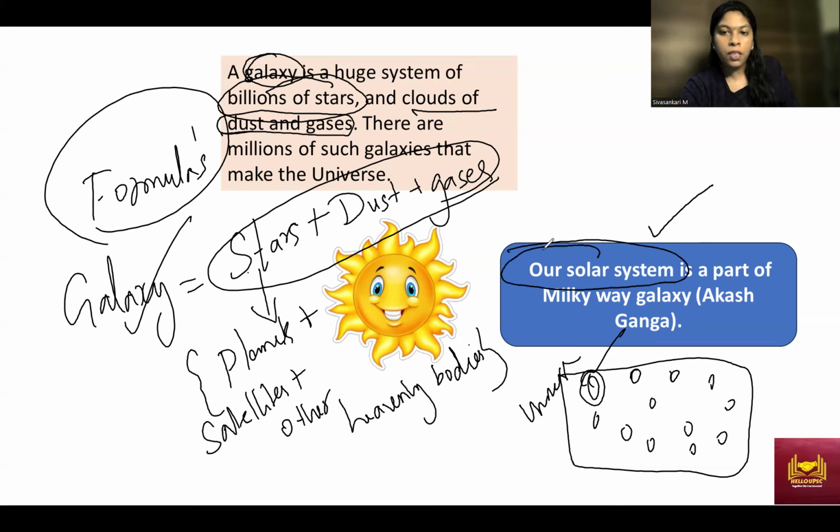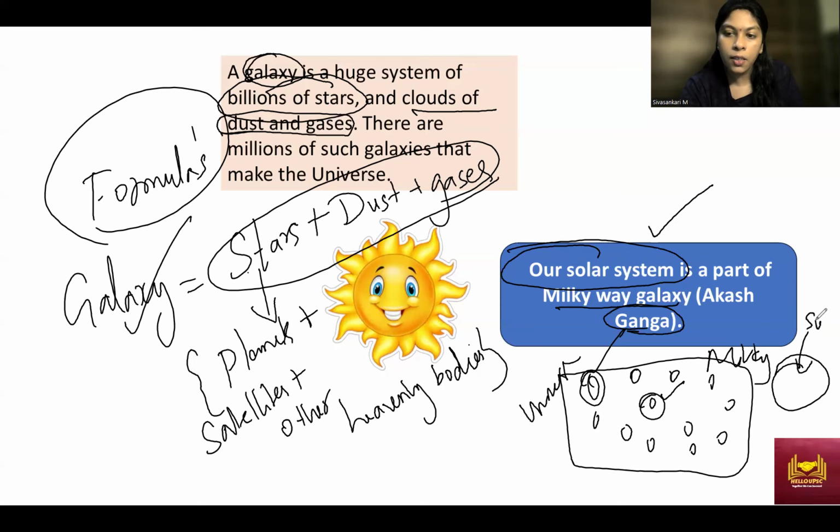Now, this is another point you can notice in your NCERTs. Our solar system is part of the Milky Way galaxy. If there are millions of galaxies like this, one such galaxy is called the Milky Way galaxy. Inside this Milky Way, there are enormous numbers of stars and planets. One such group of planets along with a star, the sun, is called the solar system.